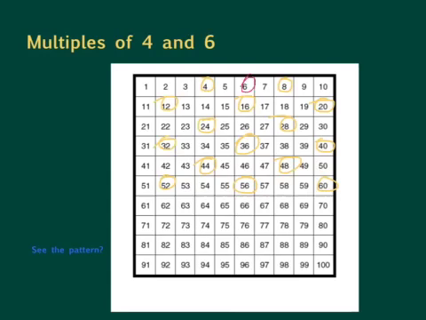So we have 6, and we have 12, and 18, and 24, and before you know it, a pattern starts to emerge, and you have a few squares that have 2 circles on them in different colors. And now you have your common multiples. 12, 24, 36, 48, 60.